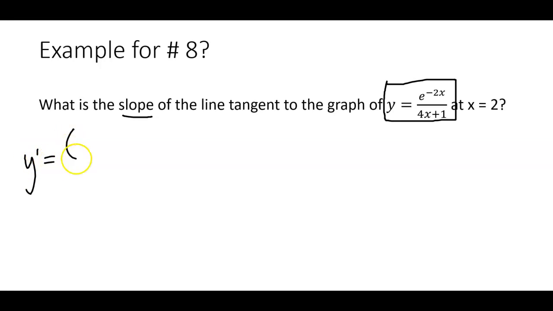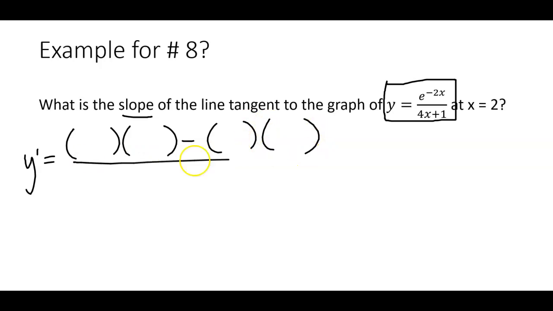So with the quotient rule, it's low d high, minus high d low, draw a line, square below. So low is 4x plus 1. D high, that's an interesting one. So I want to find the derivative of this top function now. And that's going to be a chain rule. The e is the outside function, so that's going to stay the same. E to the negative 2x. But we do want to multiply it by the derivative of the inside, which is the exponent itself, so that would be negative 2. So that's a chain rule there inside of the quotient rule.